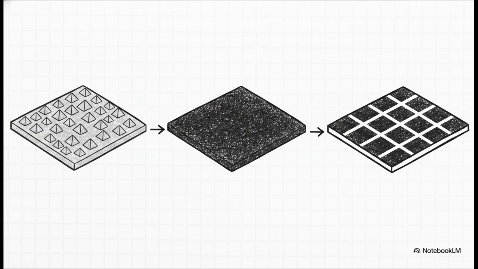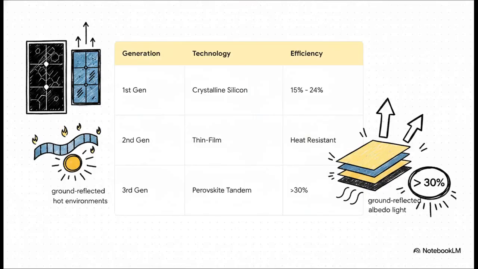Finally, we screen print silver fingers on the front and aluminum contacts on the rear. That's what actually collects the current so we can use it. Now, let's contrast the commercial technology generations currently out on the market. Generation 1 is your classic crystalline silicon. Premium monocrystalline leads the pack with 19 to 24% efficiency, superior low-light performance, and that sleek uniform black look.